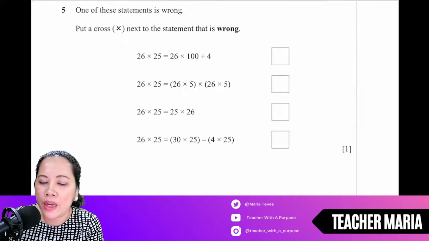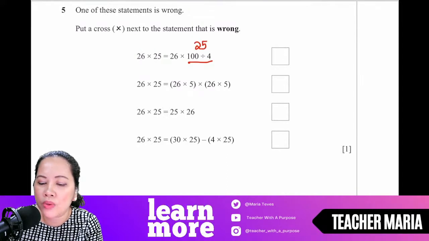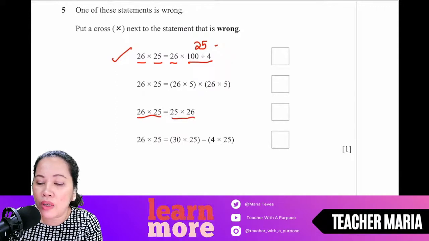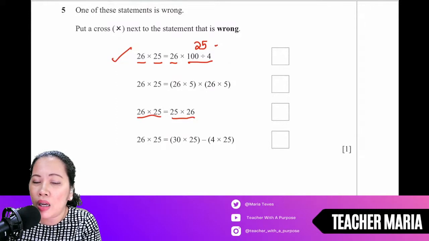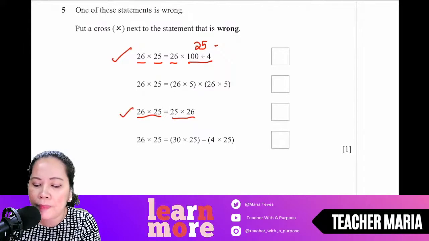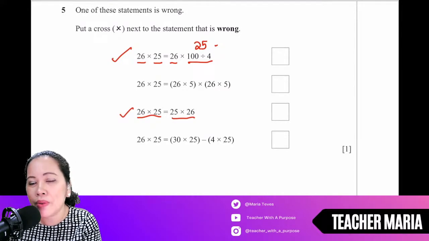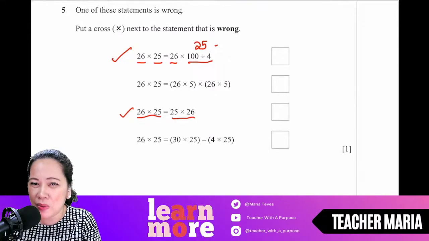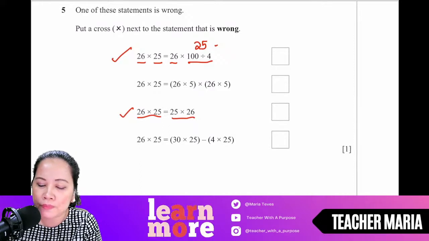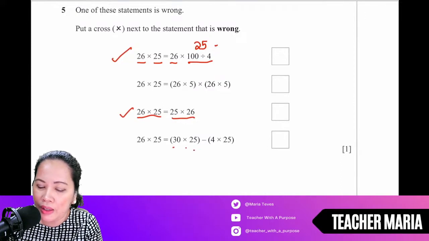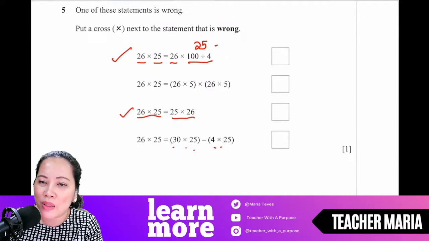Okay, why is it correct? Again, because 100 divided by 4 is 25. This is 26 times 25, 26 times 25. So that is correct. Now this is 26 times 25, and this is 25 times 26. This is the law of commutative property where the order doesn't matter. Okay, whether you do 2 times 3 or 3 times 2, it will be the same. So the same thing with this, 26 times 25 or 25 times 26 will be the same. Okay? Now the next one you have, this is 30 times 25, and then you have 4 times 25.